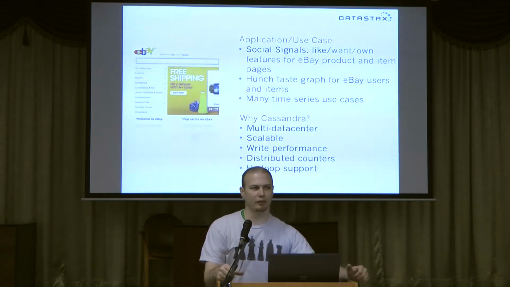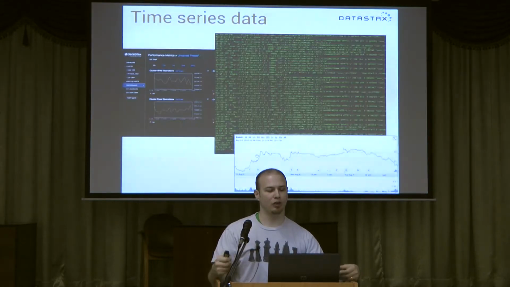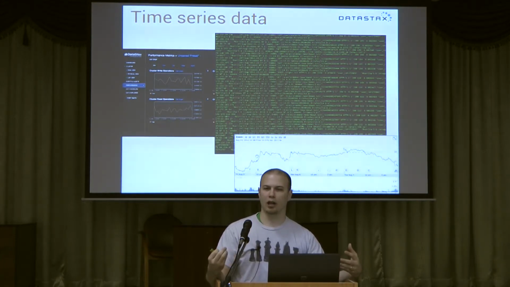eBay also uses Cassandra for a number of different time series use cases, which is a common reason to use Cassandra. It's a good application domain for Cassandra. So when I say time series data, what I mean by that is any data set where chronological order is an important component of the data that I'm tracking. So I have 3 examples here.